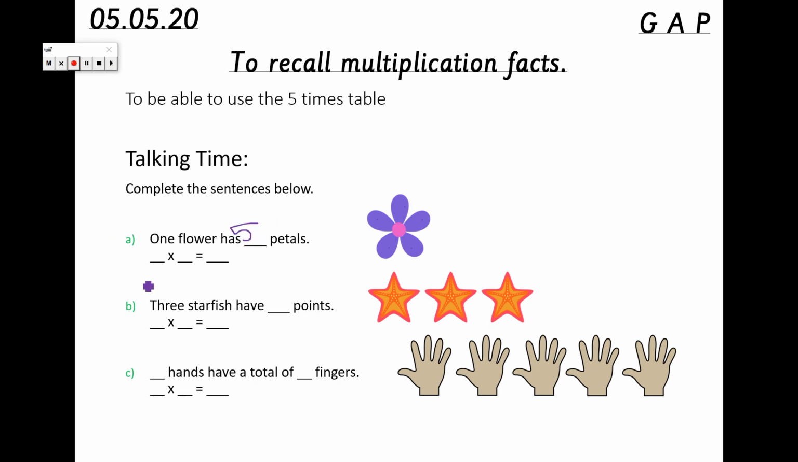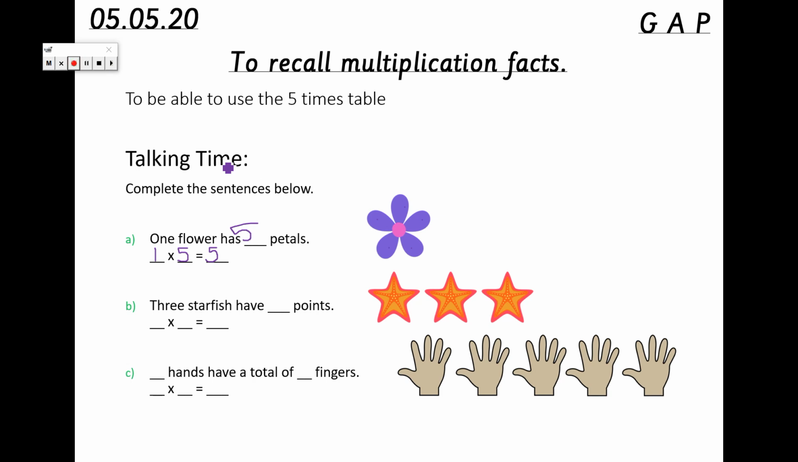So to write that as a number sentence, we would say 1 flower has 5 petals, and that gives us a total of 5. So 1 times 5 is 5. Let's move on to the next one.